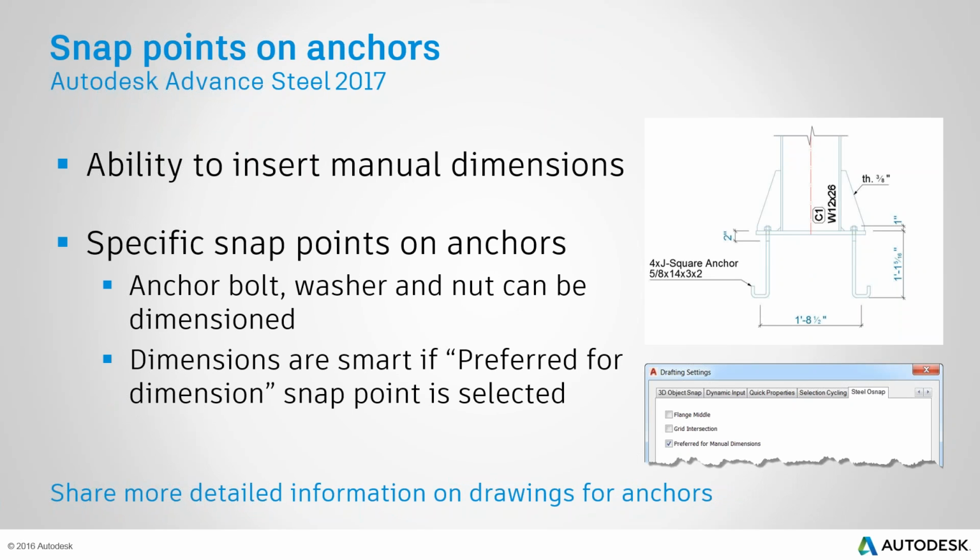The snap points on the anchors is what I was going to talk about before. We can snap to specific points on anchors as well. You can see there in the drafting settings, we've got the snap points. Anchors, bolts, washers and nuts can be dimensioned, and if dimensions are smart, if preferred for dimension, snap point is selected there in the drafting settings within AutoCAD. When they're displayed with their exact representation, you can manually add those dimensions in there if you need to for those details.